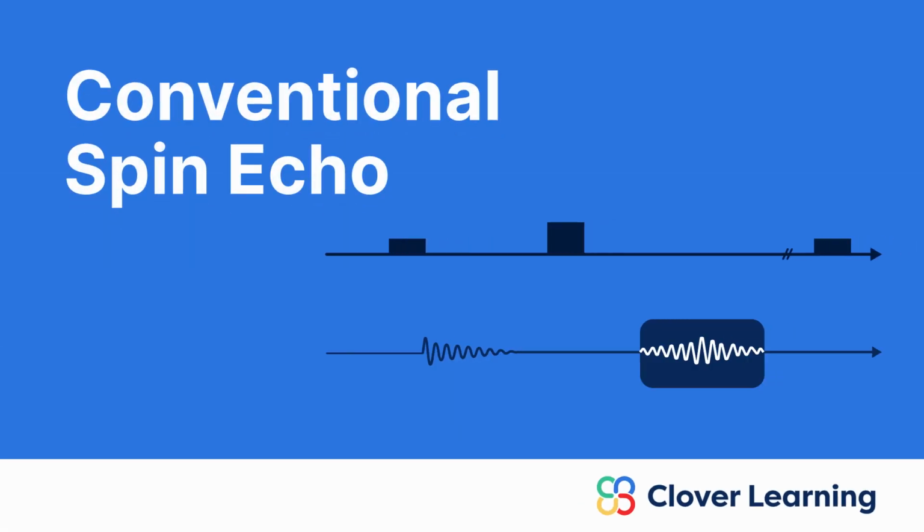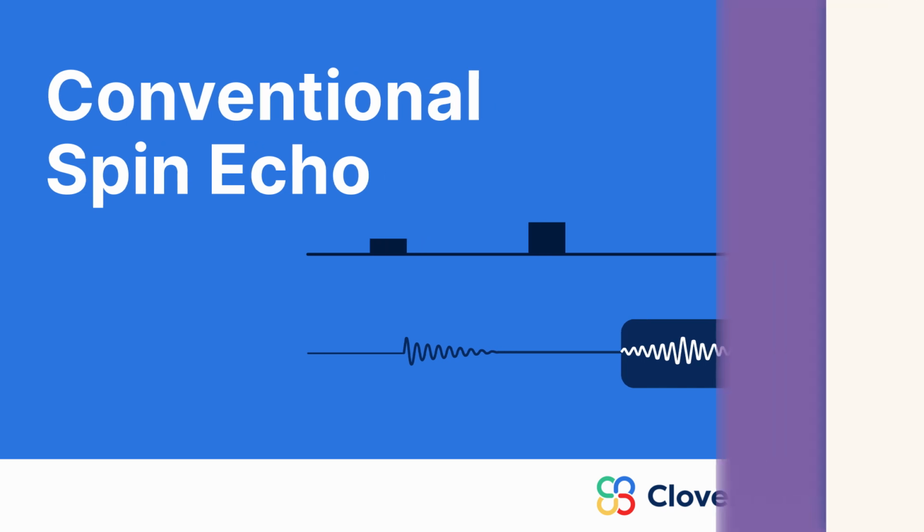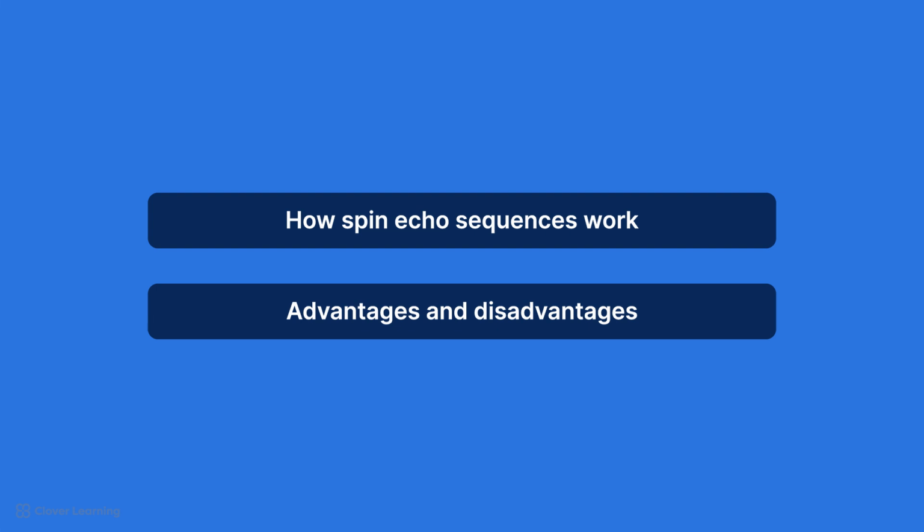Hey everybody, welcome to today's lesson on pulse sequences in MRI. This lesson focuses on conventional spin echo pulse sequences. We will discuss how conventional spin echo sequences work and discuss their advantages and disadvantages. Conventional spin echo pulse sequences are a fundamental concept and process in MRI, so understanding how they work is important.